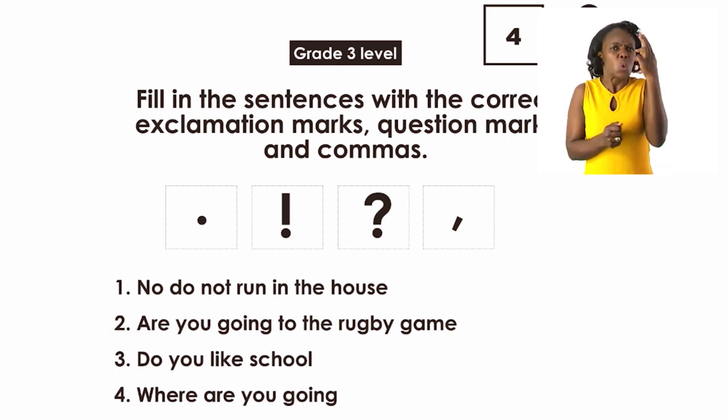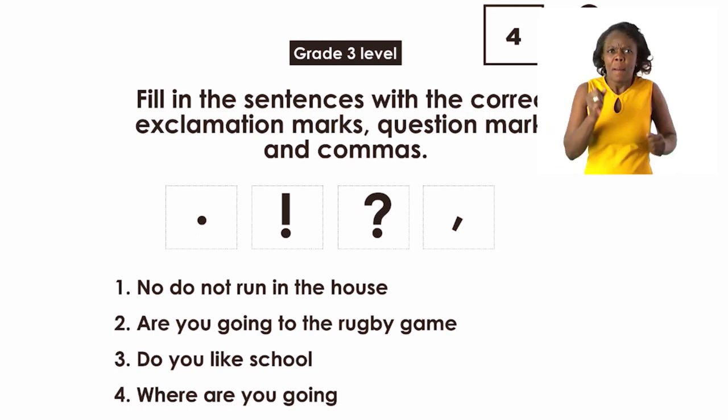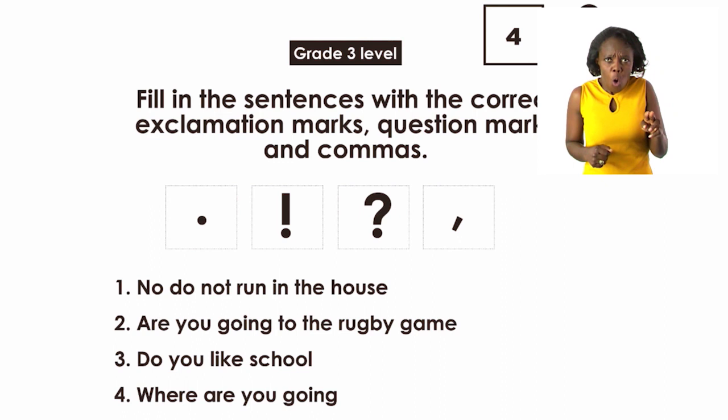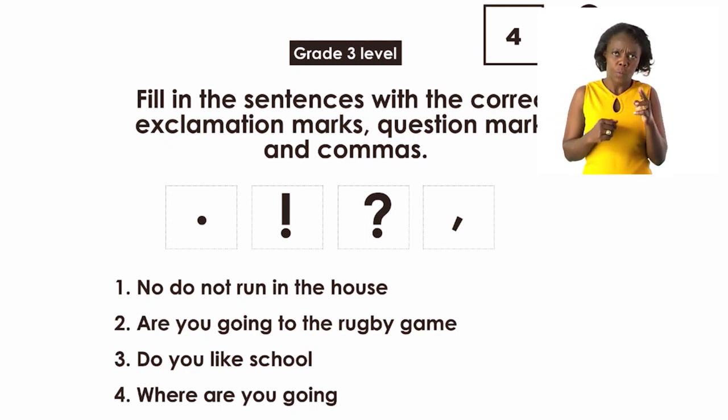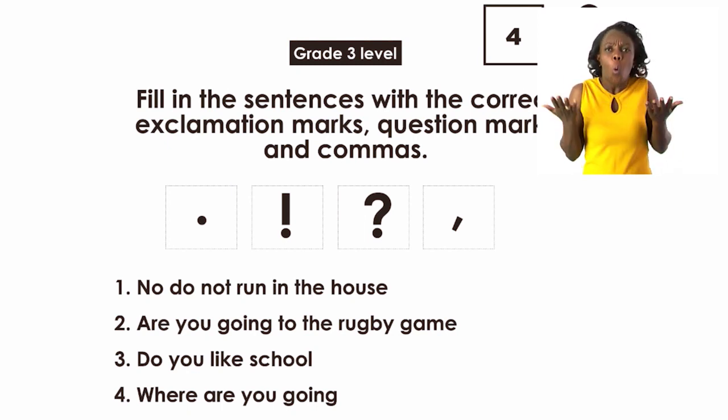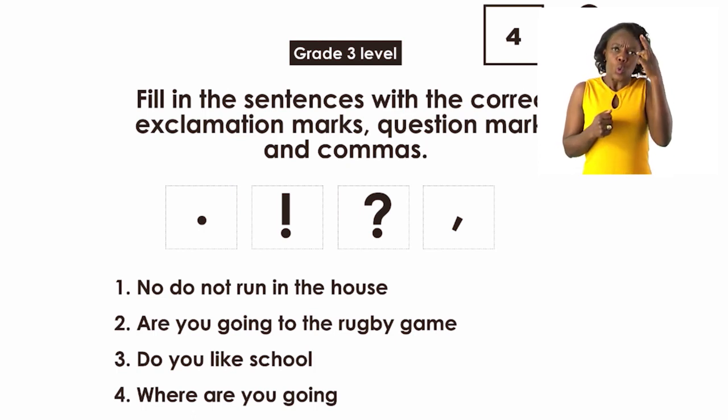No, do not run in the house. Something is missing there. It can be one punctuation or two. They can work together, all of them in one sentence. So you don't need to limit yourself to say it's only one.